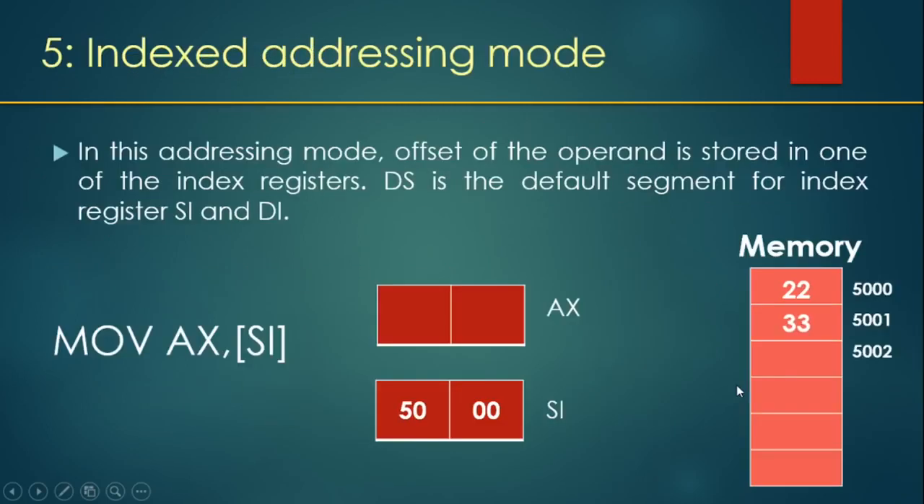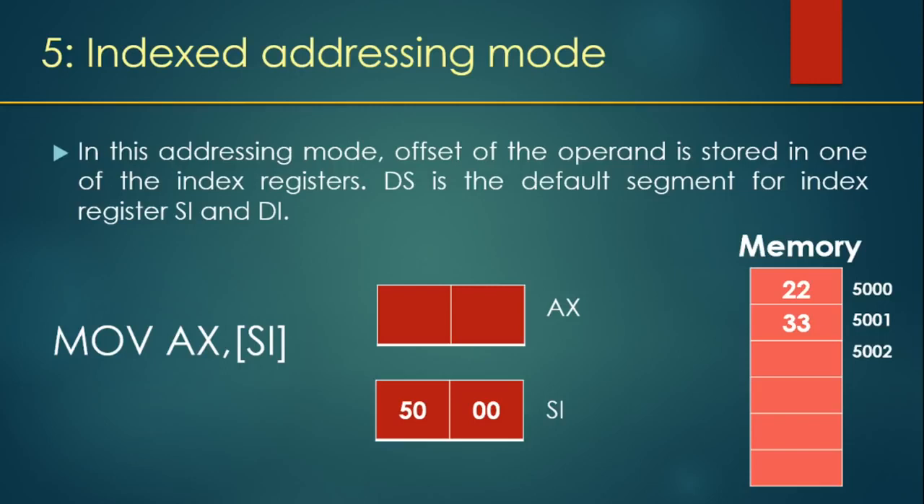Okay, we move on to the next addressing mode, indexed addressing mode. In this addressing mode, the offset of the operand is stored in one of the index registers. DS is the default segment for index registers SI and DI.